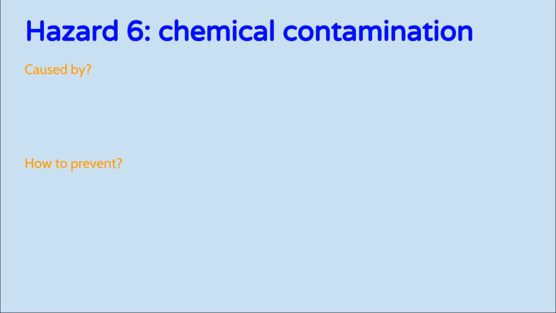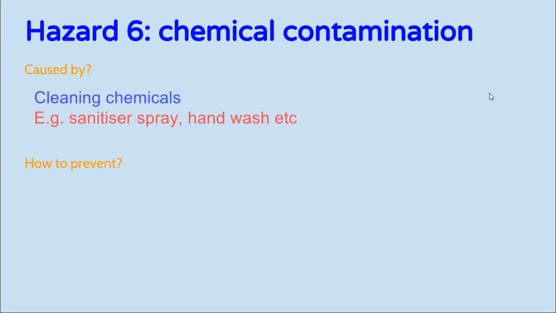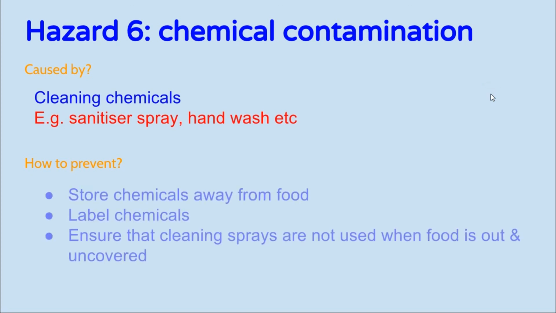Chemical contamination is a major hazard and can be caused by any cleaning chemicals that we might use in the food tech room. We must store chemicals away from food. We must label chemicals, and we must ensure that cleaning sprays are not used when food is out and uncovered.